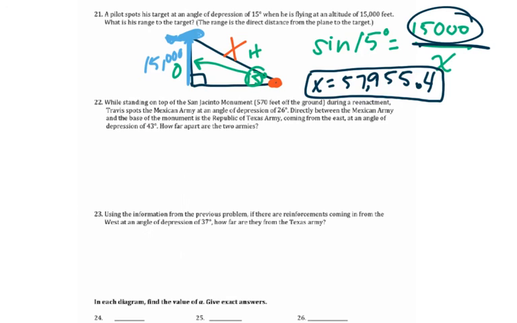22. While standing on the top of San Jacinto Monument, whatever, let's try it. Always a right triangle in this chapter. While standing on the top of San Jacinto Monument, which is, here's the monument, it's 570 feet from the ground. During a reenactment, Travis spots the Mexican army at an angle of depression. Just put your angle in the corner every time. Directly between the Mexican army and the base of the monument is the Republic of Texas, heading from the east at an angle of 43. How far apart? Let's see.